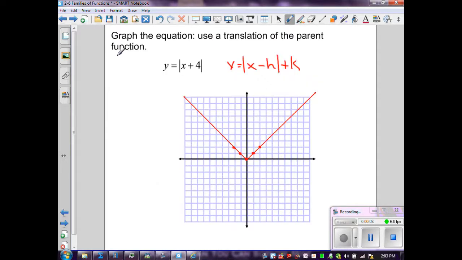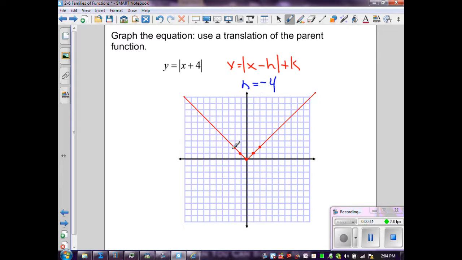Let's take a look at an example. Here they want us to graph the equation. They want us to use a translation of the parent function rather than to create a table. Recall that our general formula is y equals the absolute value of x minus h plus k. We have no k for a vertical translation, or up or down, so I know it must stay at the same level in height. I have a value of h, and here, since my symbol is a positive inside my absolute value, h must be a negative 4, because a negative times a negative would give me the positive 4. This tells me that my function needs to move to the left 4 units.